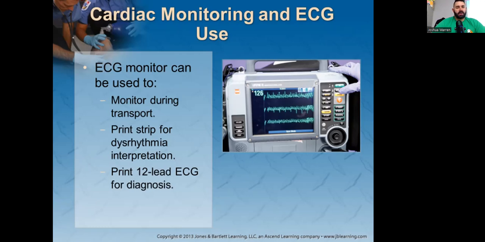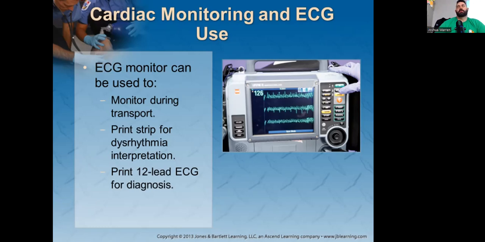Improvement or deterioration. You print the strip for dysrhythmia interpretation. You print the strip. You don't just look at the green squigglies on there. Why? I cannot interpret it. On that software that is included with these monitors, there will be interpretation software. They be lying.